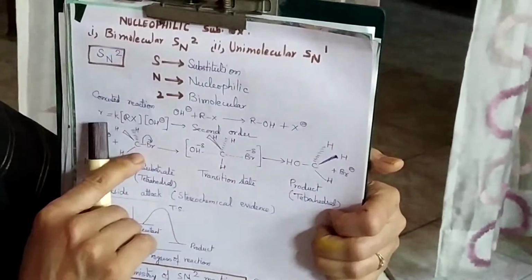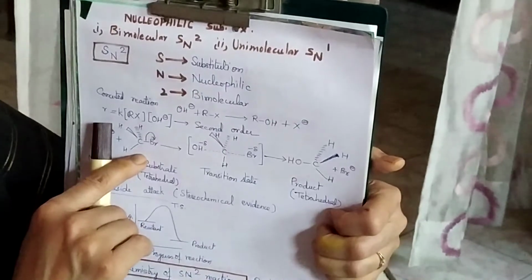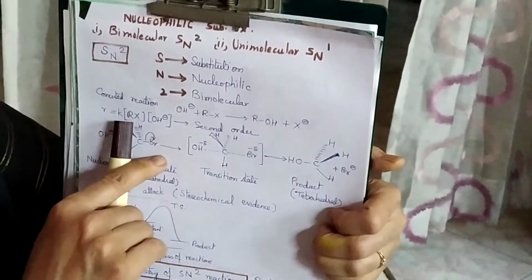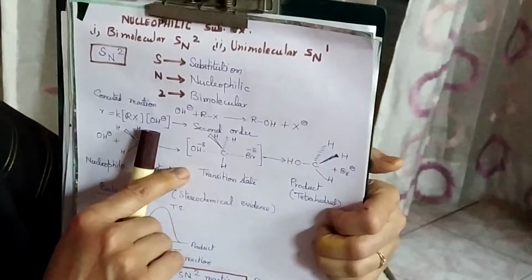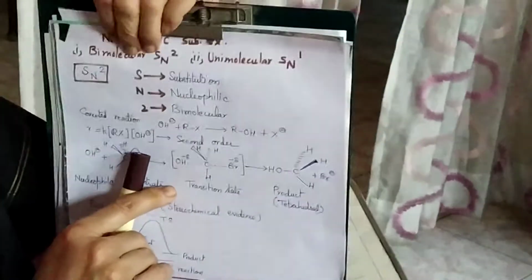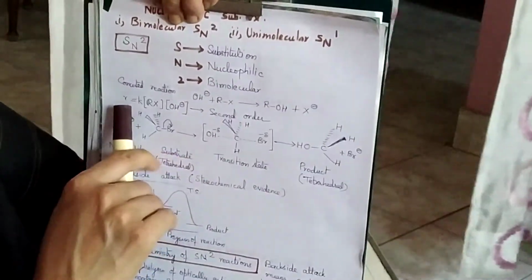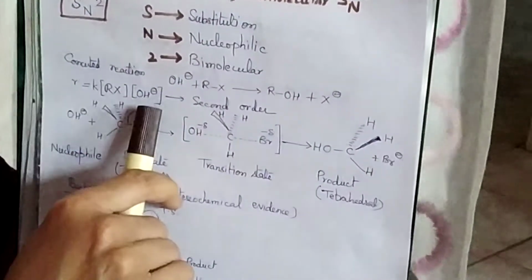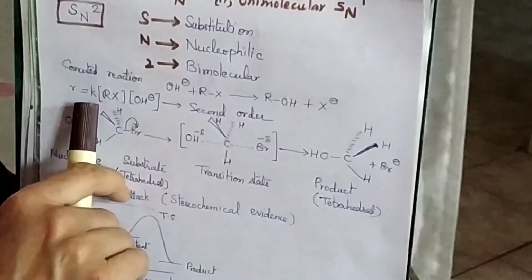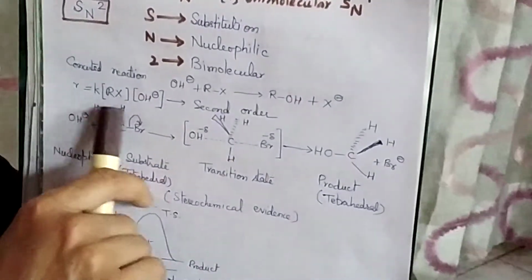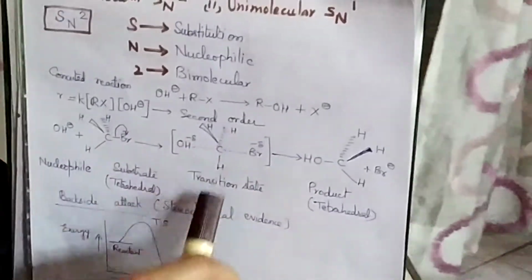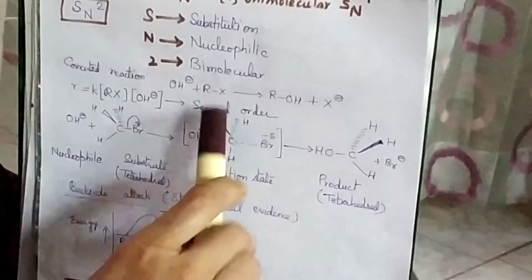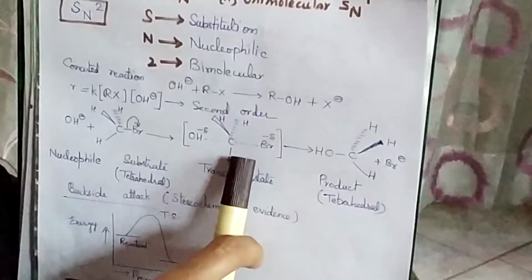Now in this case, the rate of reaction, denoted here by R, is directly proportional to the concentration of both the alkyl halide as well as the hydroxyl ion, which means this equation can represent the rate of this reaction: R is equal to K, the rate constant, times the concentration of RX and OH negative. So obviously you can see that it is a second order reaction, hence named the SN2 reaction.